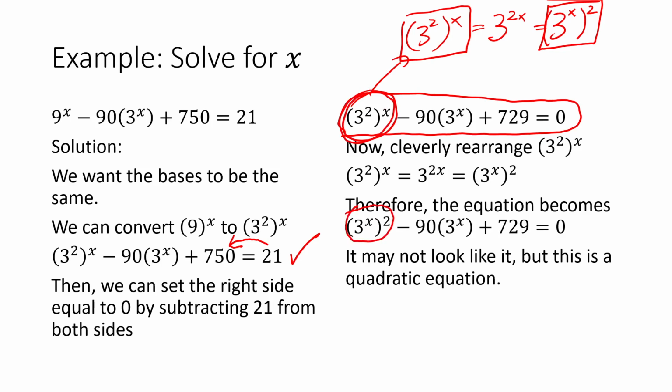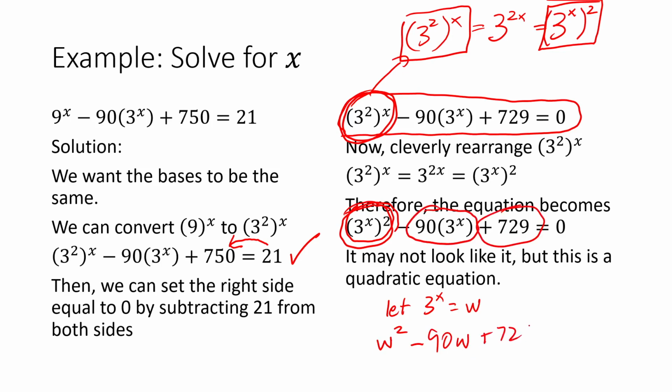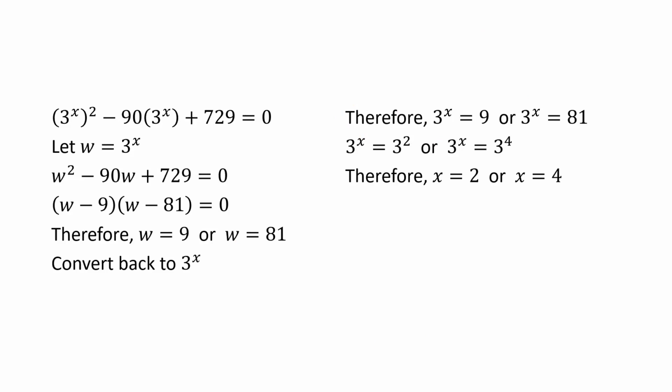Now at this point, you might be thinking, okay, why would we do that? What we're going to do next is let 3 to the x equal w. And if we do that, this part that I've just circled is w squared. This part here is minus 90w, and this part here is still plus 729 equals 0. And ladies and gentlemen, we have a quadratic. Pretty clever, okay? So that's what we show. Exactly what I just said.